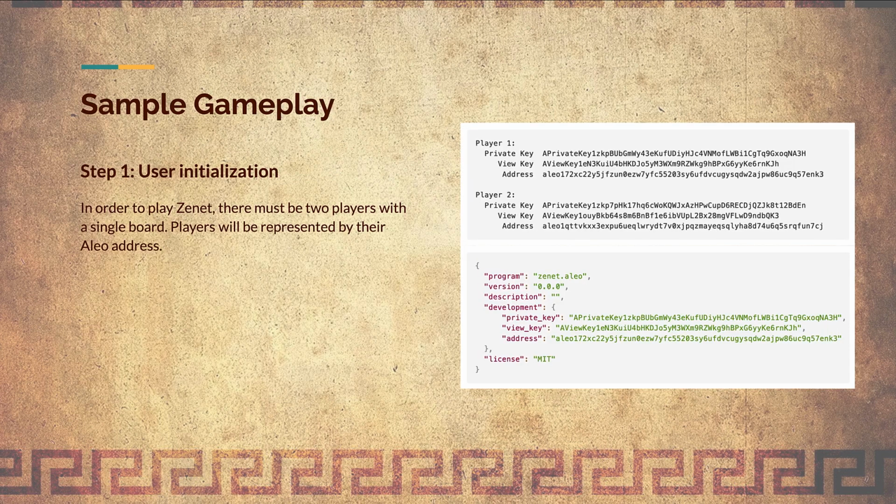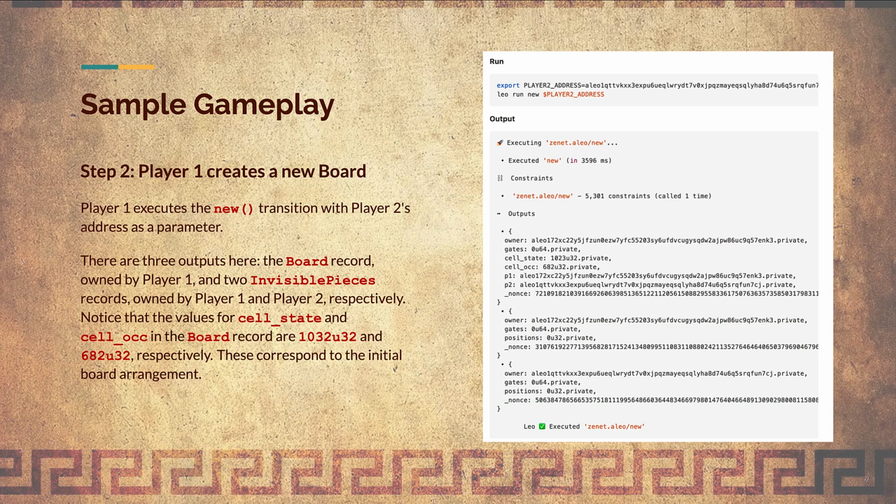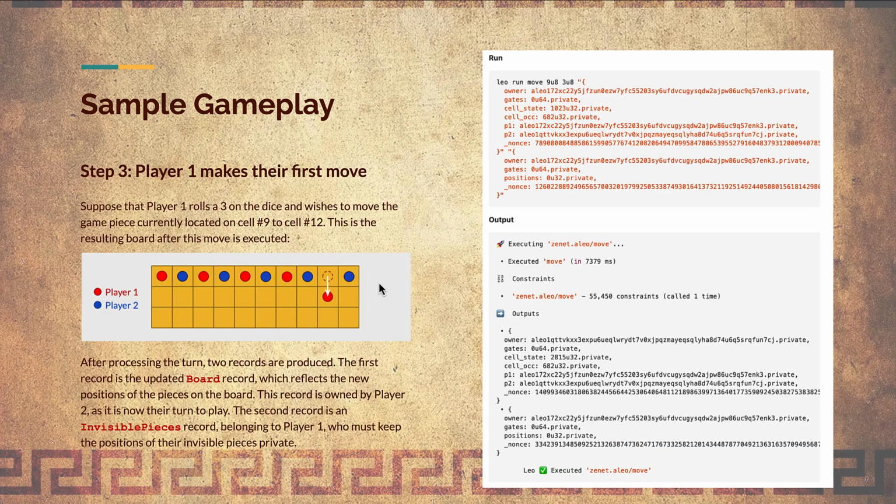Now let's see a sample gameplay. First, we initialize the players, giving each player a name and a unique identifier. Then, player 1 creates a new board, executing the new function or transition. And this new transition outputs three records, a board record and two invisible pieces records. Then, player 1 makes their first move.